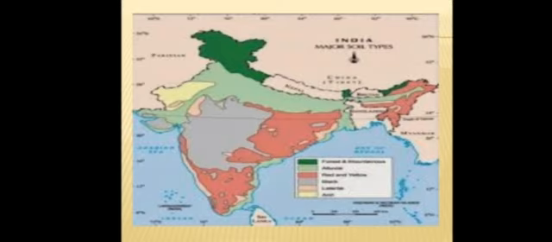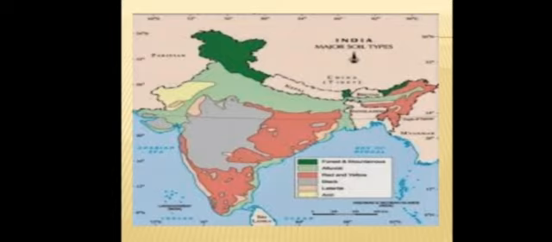Before this, we can see the distribution of soil on the Indian map. In Jammu and Kashmir and hilly areas, there is forest soil. The next part is the northern plain. In the northern plain, there is alluvial soil, which is spread in some narrow corridors of Rajasthan as well as Gujarat, and the eastern coastal plain. Here this soil is deltaic soil.